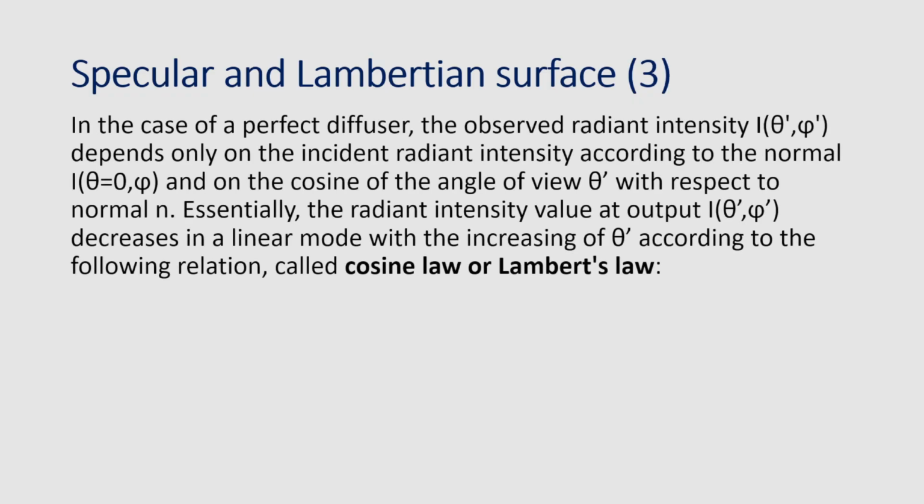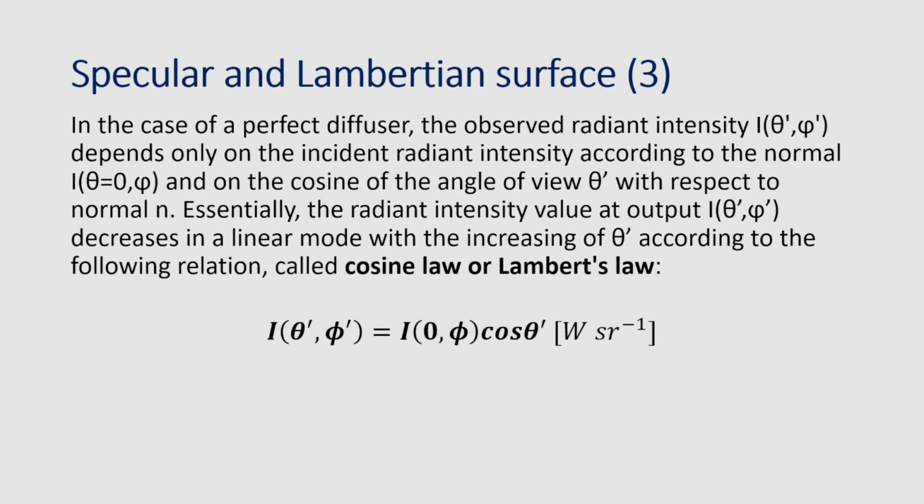Specular and Lambertian surface, 3. In the case of a perfect diffuser, the observed radiant intensity I(θ, φ) depends only on the incident radiant intensity according to the normal, I(θ = 0, φ), and on the cosine of the angle of view θ with respect to the normal n. Essentially, the radiant intensity value at output I(θ, φ) decreases in a linear mode with the increasing of θ according to the following relation, called cosine law or Lambert's law.